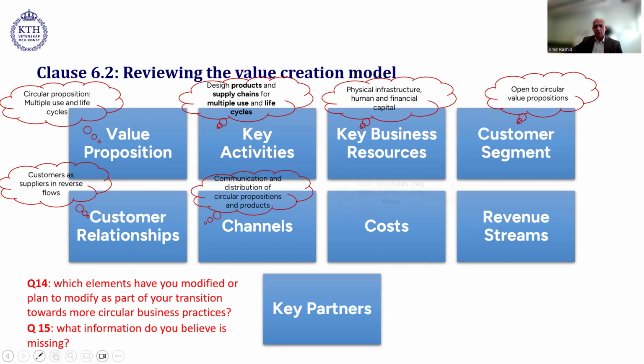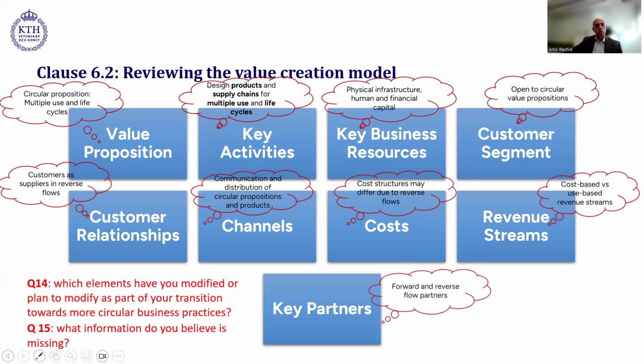When it comes to the costs, the cost structures will definitely come under scrutiny because of the reverse flows, because reverse flows will have a different way of accounting and discounting the costs on your products when the products are being brought back into the system after use. Revenue streams: today the linear business is very dominated by cost-based revenue streams, but we will be moving more towards use-based revenue streams, and they will also be strongly connected to what kind of value proposition we ultimately choose to start with.